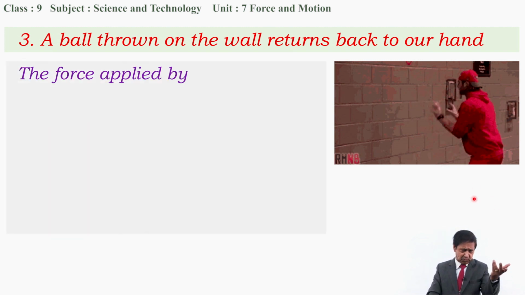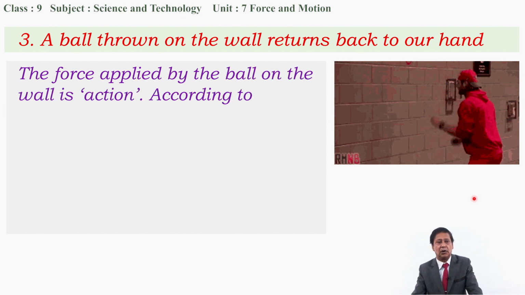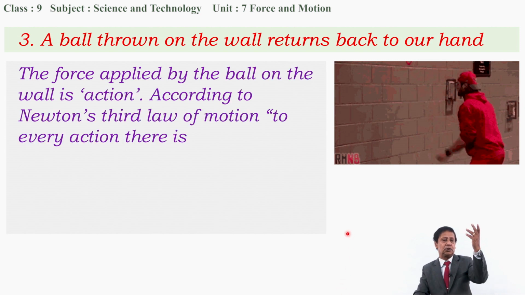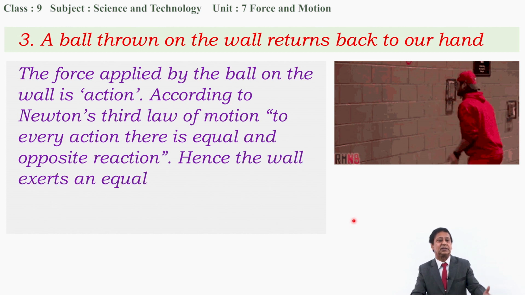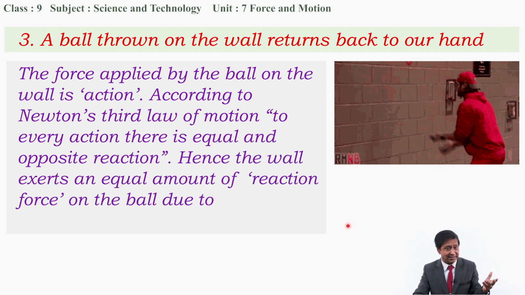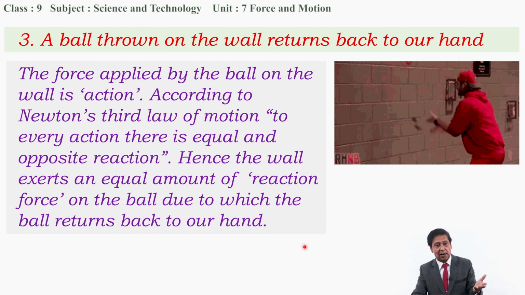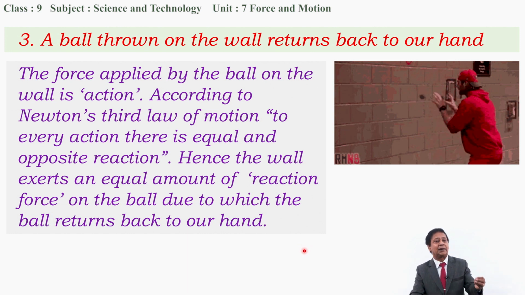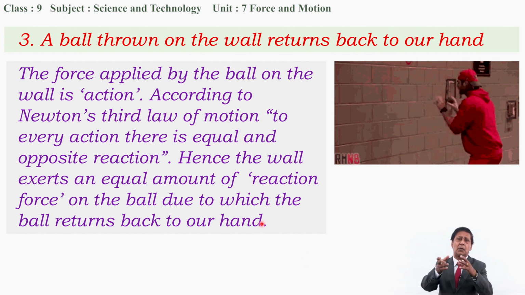It can be written this way. The force applied by the ball on the wall is action. According to Newton's third law of motion, to every action there is equal and opposite reaction. Hence, the wall exerts an equal amount of reaction force on the ball, due to which the ball returns back to our hand.